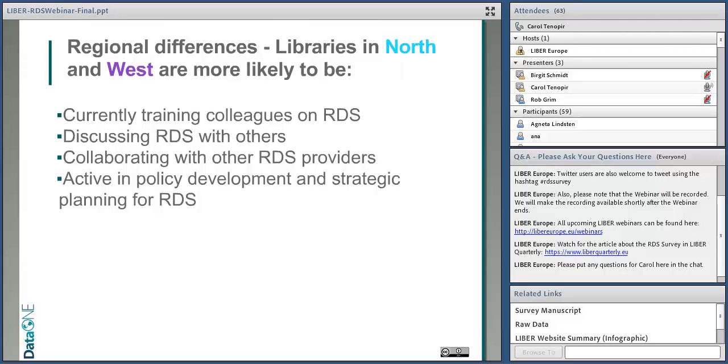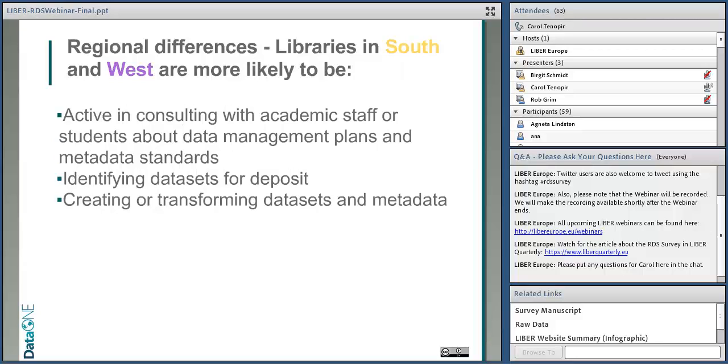I should also say that direct participation in a research project is not very typically offered in any region, as you saw, but it is more common in the West and North region. Libraries in the South and West region say they are more active in consulting with academic staff or students about data management plans and about metadata standards.